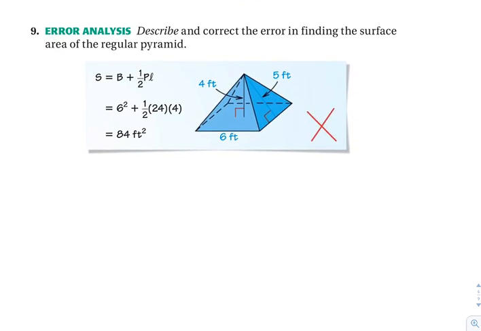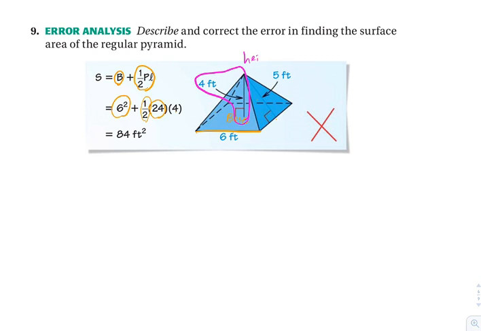Okay, so let's describe and correct the error in finding the surface area. Okay, so let's see. Surface area of this, here's the base. The base is a square. Well, they said there's one base plus 1/2 perimeter slant height. That's correct. The area of the base is a square, so 6 is a side length, so 6 squared. That's correct. Plus 1/2. The perimeter of the base, 6 plus 6 plus 6 plus 6 is 24. And then times 4. Oh, there's the mistake. By far, the most common mistake I see with pyramids.